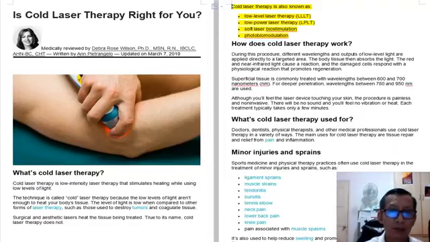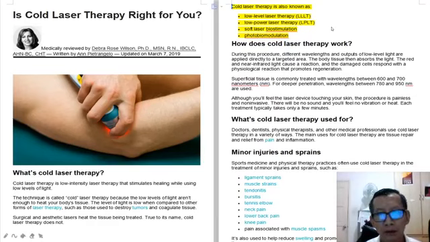Okay, so is cold laser therapy right for you? In actual fact, it started in the mid 70s, it's just that most of us were not aware of cold laser therapy until recently, in the last 10 years. Cold laser therapy is also known as low level laser therapy. If you type LLLT in Google, a lot of information will come up, or also known as photobiomodulation. The main thing of cold laser therapy is to reduce injuries and sprains, reduce the pain and inflammation.